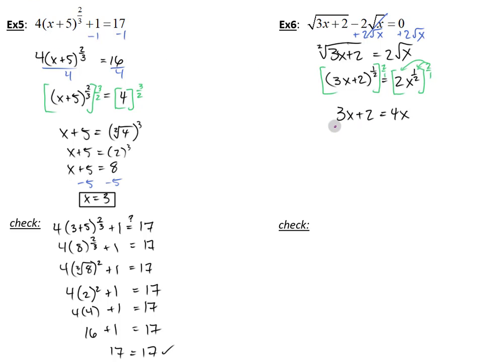So let's go ahead and finish solving for x. Here I might move my x's to the left. I think that's going to be easier to isolate x. And then we get 2 equals x. So we need to check positive 2. So let's plug back in.